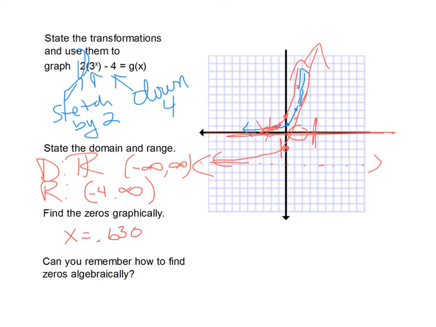And there you have it. So this is the zero. It's just another word for x-intercept. So 0.630, comma 0 if you want to write it in a coordinate pair. All right, so how do you find the zeros algebraically? Remember, that's where y equals 0. So in other words, how do you solve that?